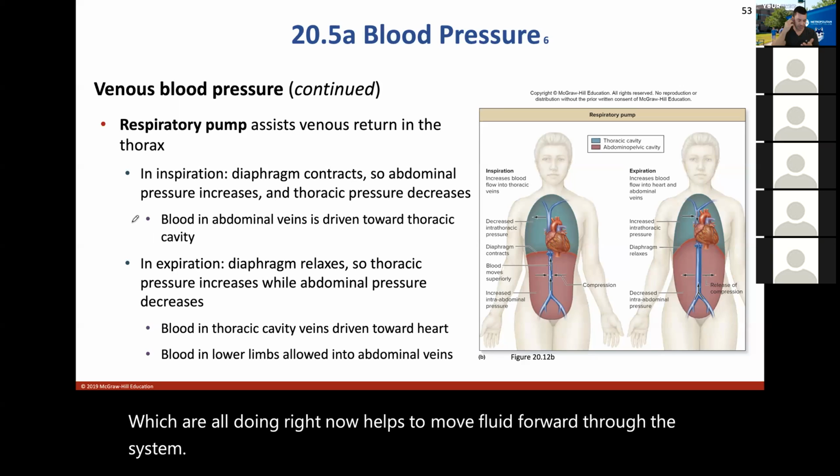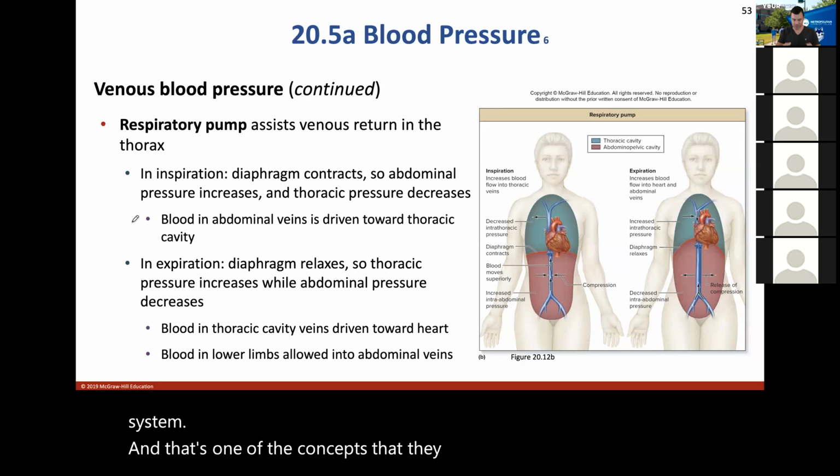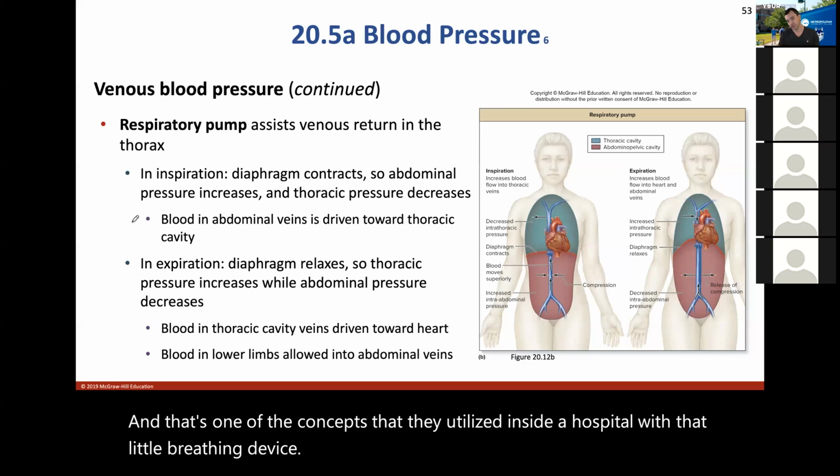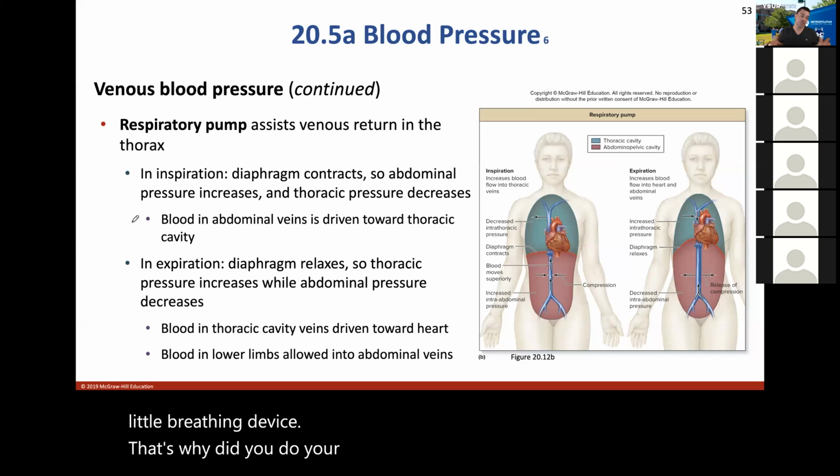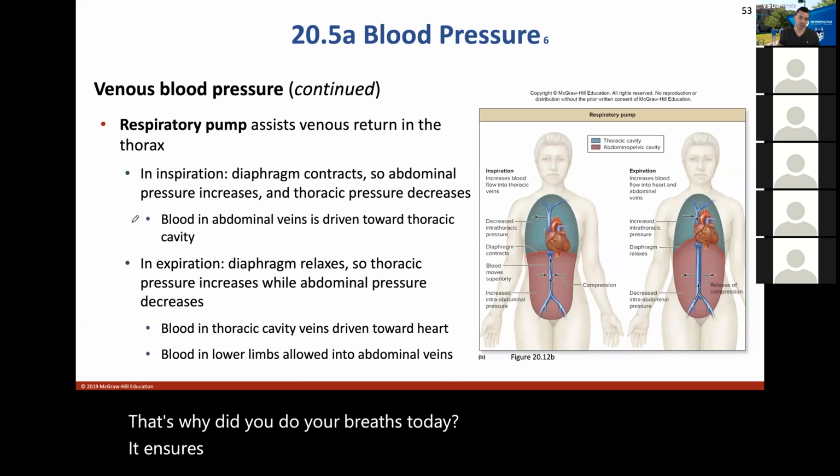And that's one of the concepts that they utilize inside a hospital with that little breathing device. Okay, that's why they have you do your breaths today. It ensures that fluid keeps moving, doesn't get stagnant, and doesn't invite disease.